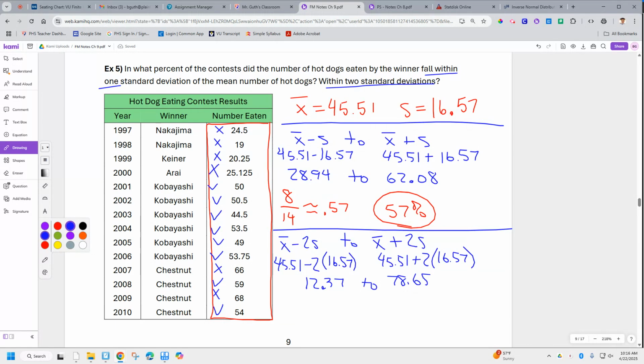So the question is really what percent of those numbers are in between 12 and 78, basically. And you look at it and you look again and you're like, well, aren't all of them in between there? Aren't all 14 of them in between 12.37 and 78.65? So the answer to that question is 100%. 100% of these numbers in this table fall within 2 standard deviations away from the mean.